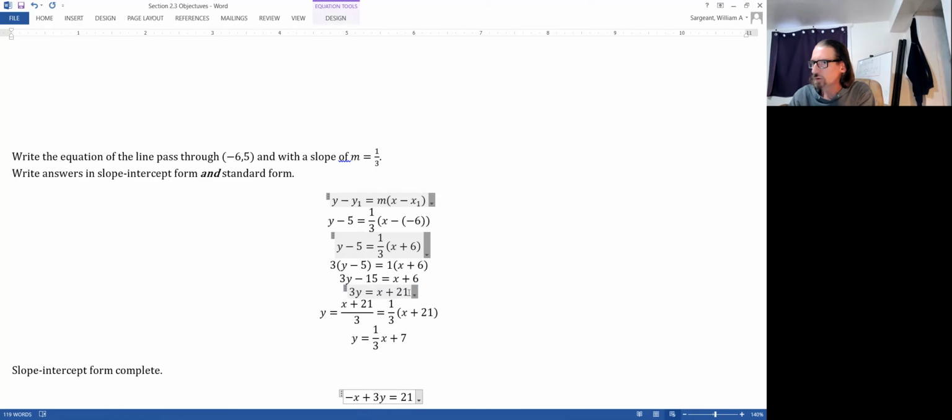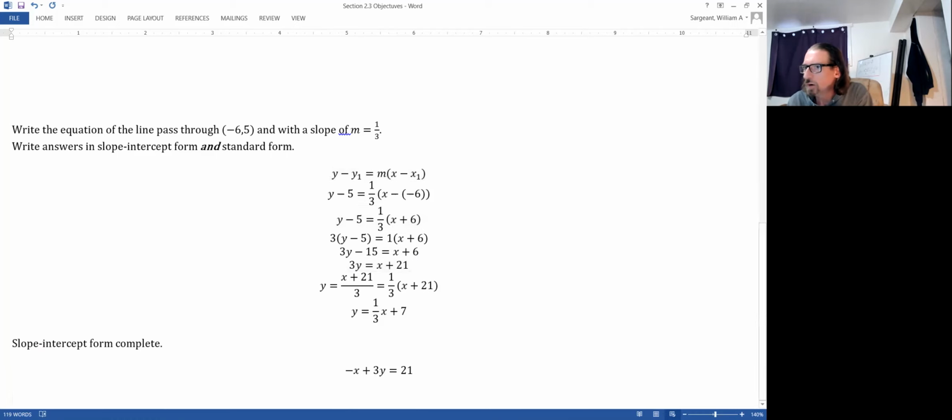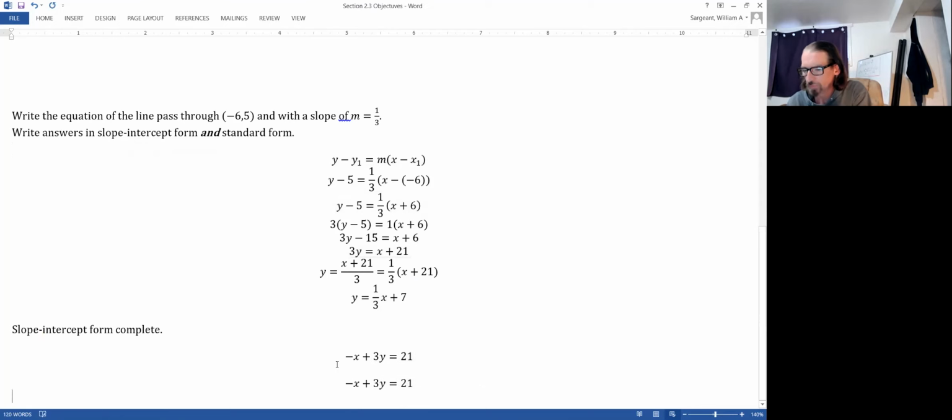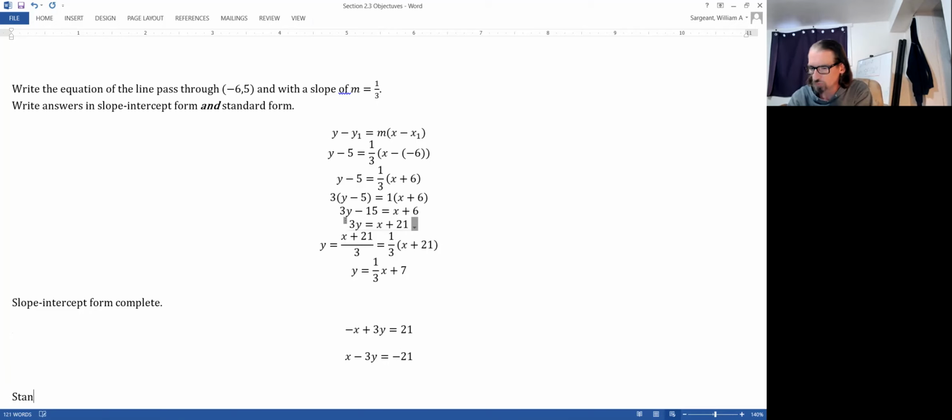However, A is not supposed to be negative. So if I multiply everything on both sides by -1, that's going to give me x minus 3y equals -21. On that, that's harder to tell what the slope is, but we could take -6 minus 3 times 5. -6 minus 15 is -21. So we know that that point is on this line, x minus 3y equals -21.